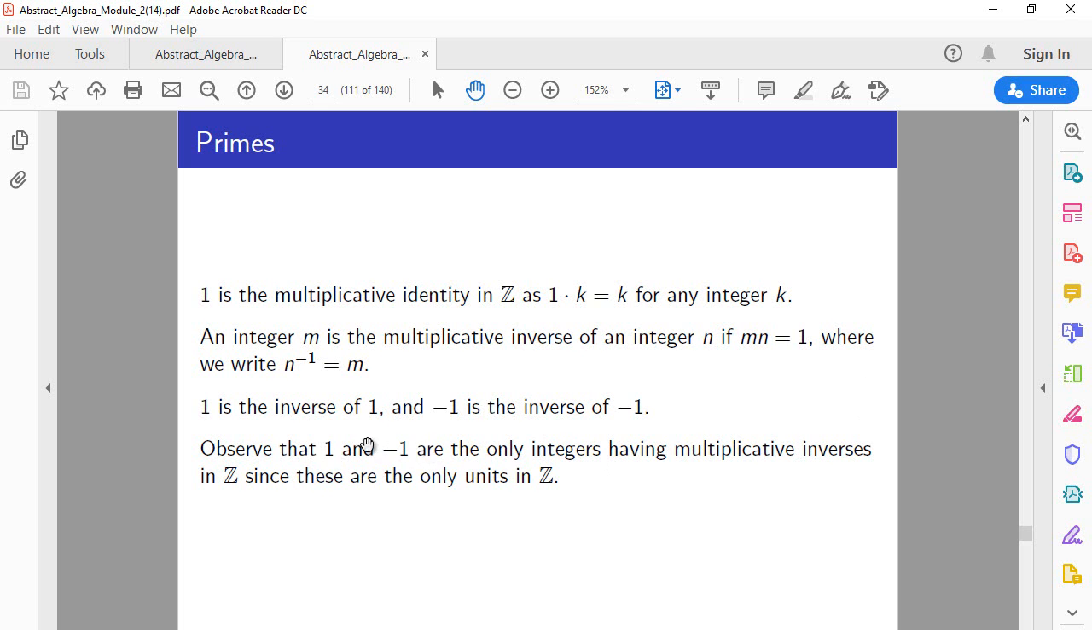Another way of saying that is that these are the only two numbers that are invertible within the set of integers, and there are no other integers that are invertible in Z. Now, of course, the numbers like 2, 3, 4, they are invertible in the set of rational numbers or in the set of real numbers, but they are not invertible in the set of integers. So they don't have inverses within Z.